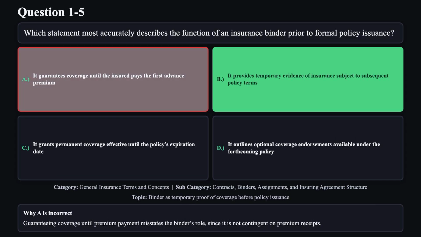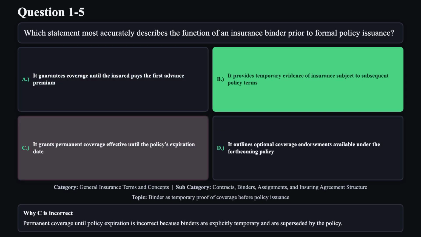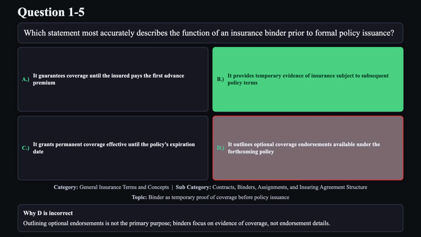Reason A is not correct. Guaranteeing coverage until premium payment misstates the binder's role, since it is not contingent on premium receipts. Reason C is not correct. Permanent coverage until policy expiration is incorrect because binders are explicitly temporary and are superseded by the policy. Reason D is not correct. Outlining optional endorsements is not the primary purpose. Binders focus on evidence of coverage, not endorsement details.